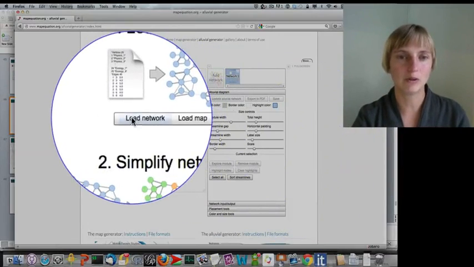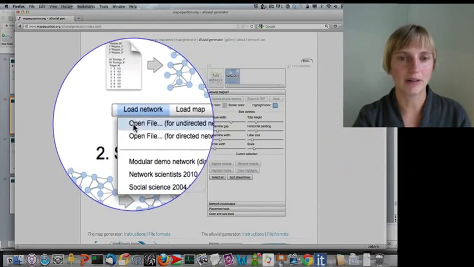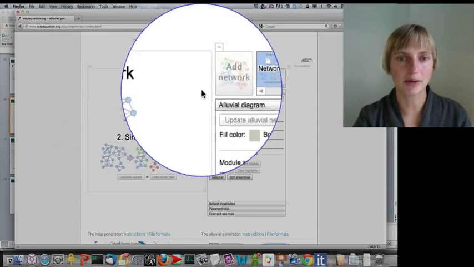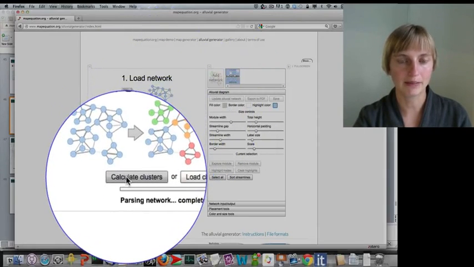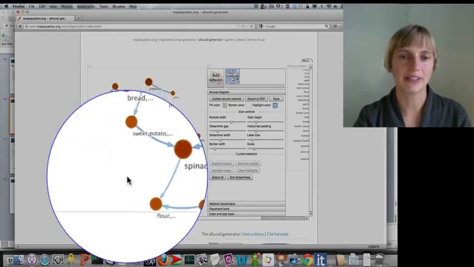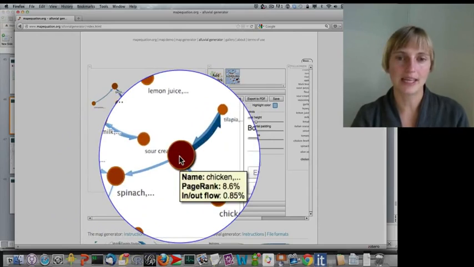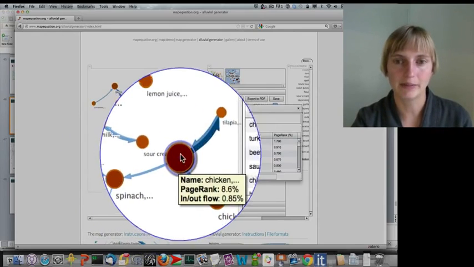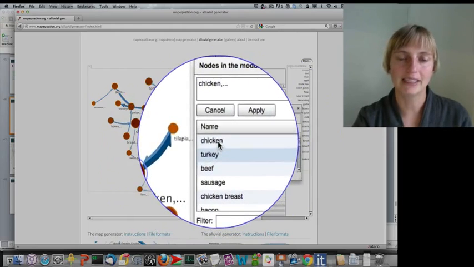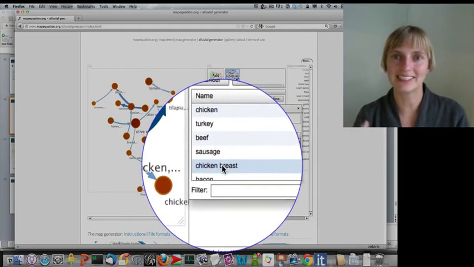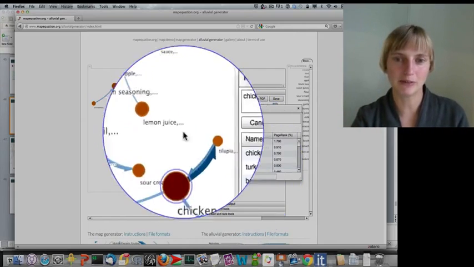Okay, so I'm going to load my network of substitutes, and I'm going to do the directed network. And I'm going to calculate clusters. Cool. So each one of these clusters now is a set of ingredients. If I double click on this one, I can find that it's clustered chicken and turkey and beef and sausage and chicken breast together as ingredients that are frequently substituted for one another.